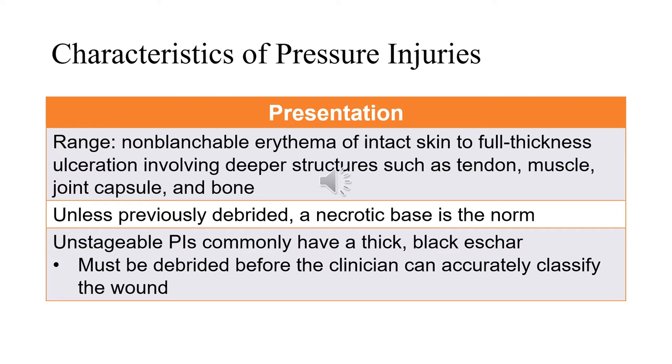Presentation of pressure injuries varies highly depending on the depth of the tissue involved or the different types of tissues involved. It can range from intact skin that has a non-blanchable erythema, so when you press your finger in, it should turn white and then return to red, and in initial stages of pressure injuries, that tissue remains red the entire time. It can range all the way to full thickness ulceration involving any range of tissues all the way down to the deep structures. Unless previously debrided, usually the base of a pressure ulcer is very necrotic and the tissues are not healthy and non-viable. Unstageable pressure injuries usually have a thick black eschar, so you're not able to see the base of the wound, so we're unable to accurately classify that until we remove that thick black eschar.